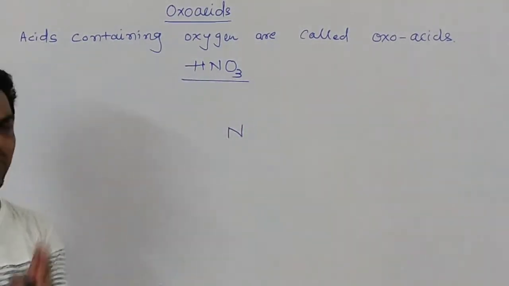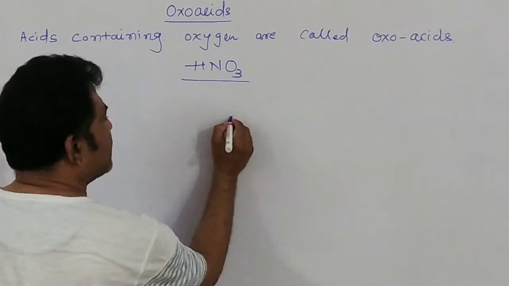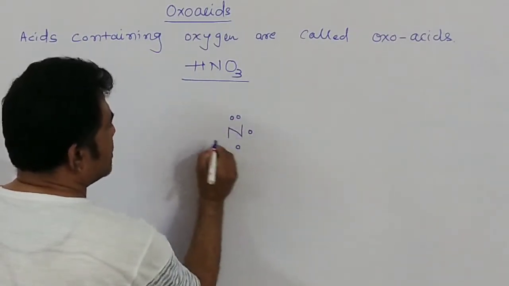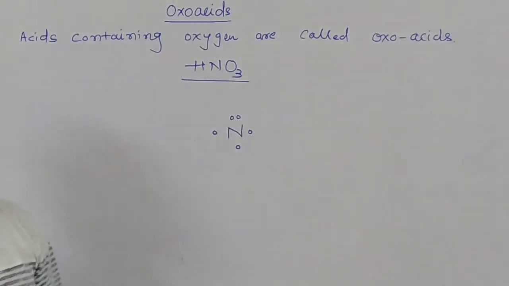First nitrogen. Now put out the nitrogen electron configuration. So the electron arrangement of nitrogen will be like this. So hope that you understand.